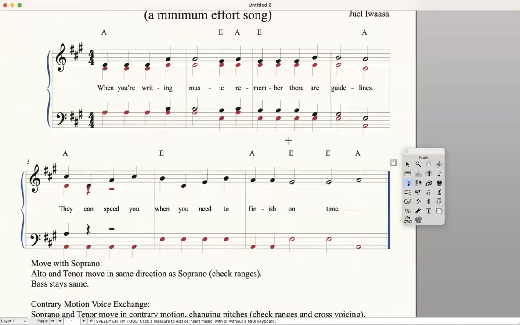And then we jump from here over to the next line. Looks like we've done move with soprano sort of de facto. So the soprano went from the A up to the C sharp, and the altos went from C sharp up to the E, and the tenors went from the E up to the A. So it's move with soprano that's already in place there.